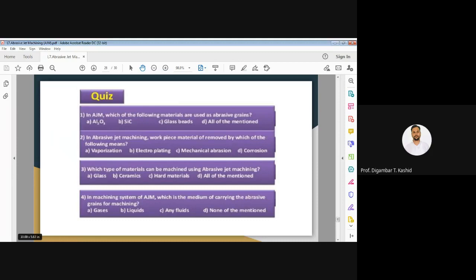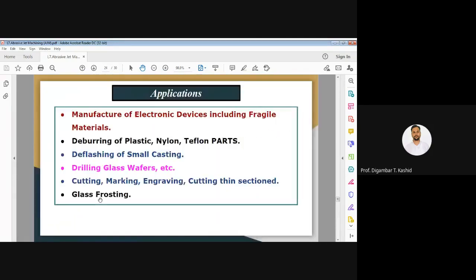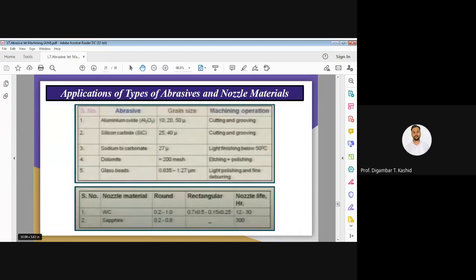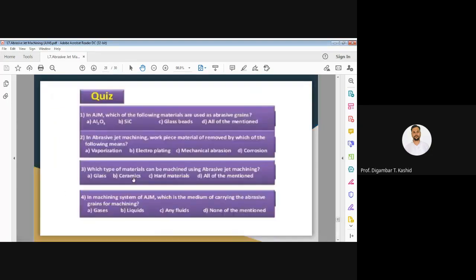Look at the slide and tell me which will be the correct answer, A, B, C, D. Sachin is saying A. Sachin, please look at the second option also. A is Al2O3, the second option is SiC, the third is glass beads, and the fourth is all of the above. So what will the answer be? D is the correct answer because all of the above are abrasive types. That is correct. Let us move to the next question.